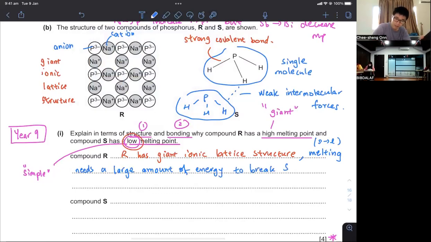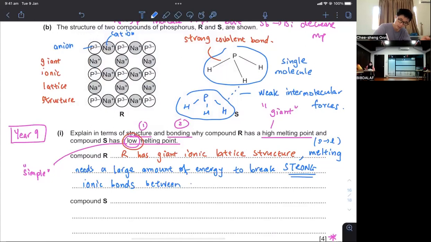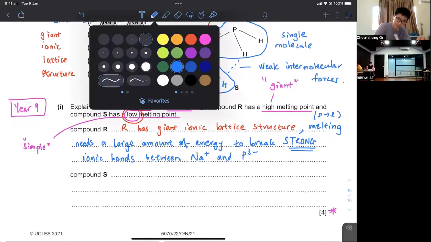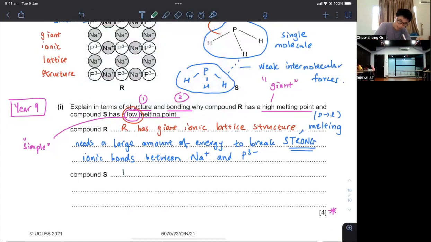What must I break? I need to break strong. Please use the correct adjective. Adjective is very, very important. Strong ionic bonds. What is ionic bonds? It's the force of attraction between the oppositely charged ions. So this is between the Na plus and the P3 minus. Oppositely charged ions. Giant ionic lattice structure, and what are you breaking? Strong or weak? A lot of energy or not a lot of energy? Specify very, very clearly. The next one, S, it has a simple covalent structure.